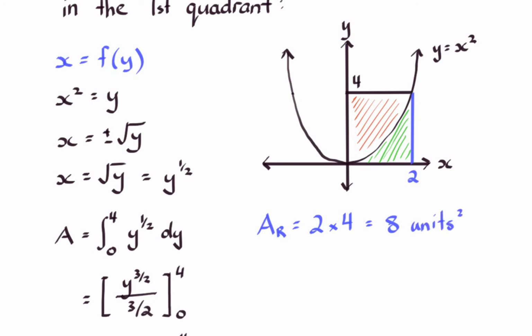And then the green area, which we'll call area 1, is the area under the curve but above the x-axis. So we can evaluate that like we've seen in previous lessons. The integral of x squared between 2 and 0.